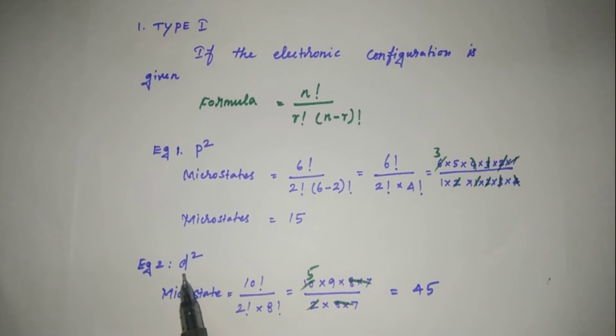Next, the example of the d2 configuration. Let us calculate the microstates. n factorial, in the d orbital, is 10 factorial upon the given electrons in the d orbital, which is 2. So 2 factorial into (n minus r), 10 minus 2 is 8 factorial. The total number of microstates in the d2 configuration is 45.